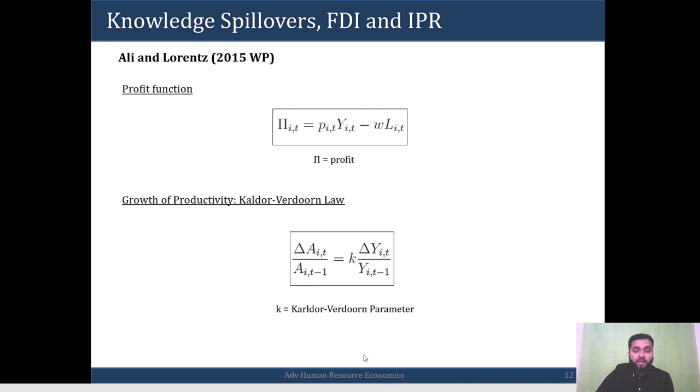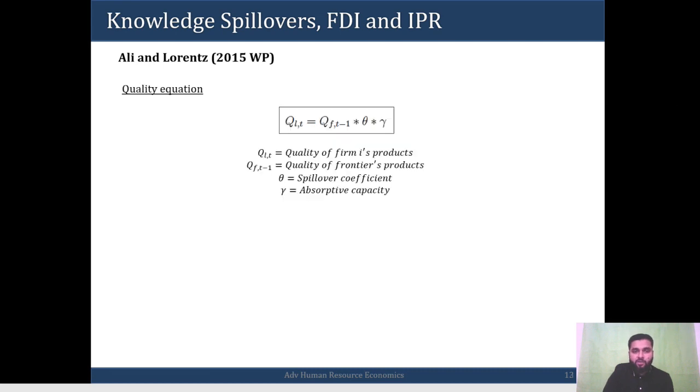And the K right here is called the Kaldor-Verdoorn parameter. This tells you how much of the growth in output would translate into growth of productivity. Okay. So we don't have to go into detail of the theory behind it, but let's assume that this is as it is right now. Our main interest in this paper is in research and development and innovation, so we are going towards that right now. So this is a quality equation.